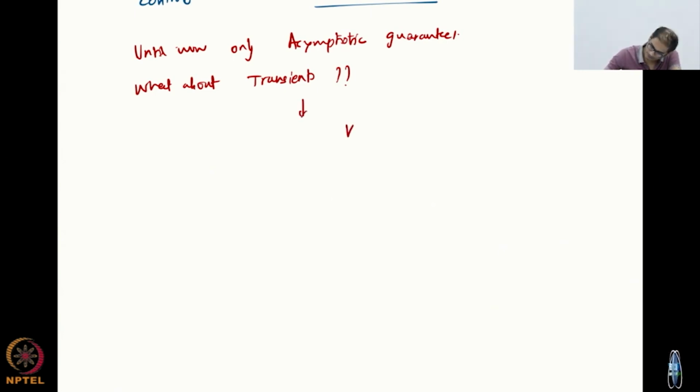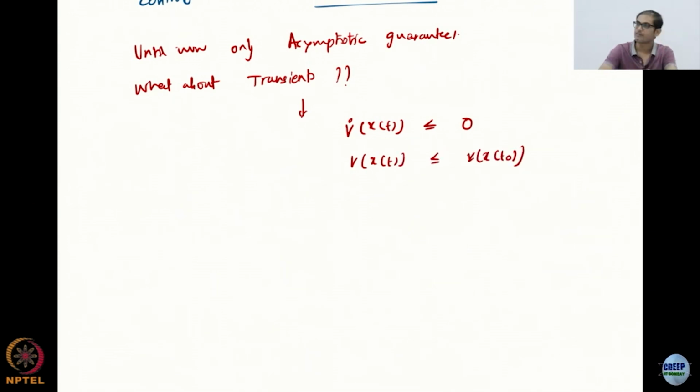had something like V dot of x of t is less than or equal to 0. At least we've had this, right? We had some kind of negative semi-definite, which means that V of x of t is less than or equal to V of x of t0, correct? And this gave us some kind of ellipsoid, right? What does this mean?